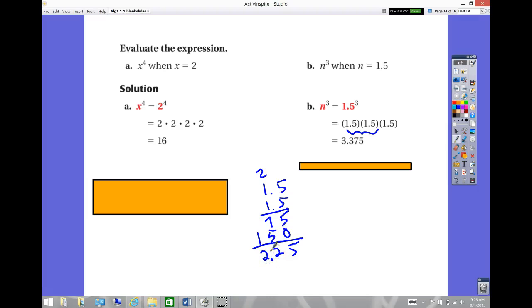Now if I was going to do one more of these, I'd have to go 2.25 times 1.5. I'm not going to go through all the calculation, but that is how they got 3.375. And notice they had 3 decimal places to the right. That's because there's 1, 2, 3.